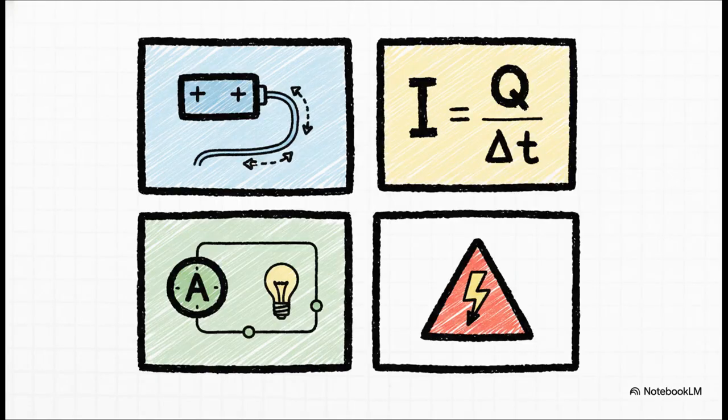All right, so let's do a quick recap of everything we've covered. We learned that direct current is just a steady, one-way flow of electrons. We know we can measure it in amperes and calculate it with a simple formula. And we know we can measure it for real with an ammeter, as long as we connect it in series. But most importantly, we learned that even a tiny amount of current can be dangerous and demands our respect.